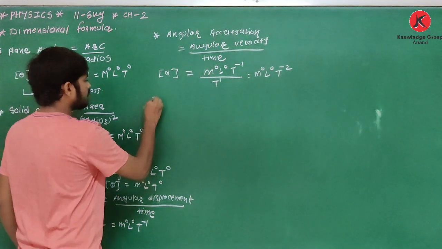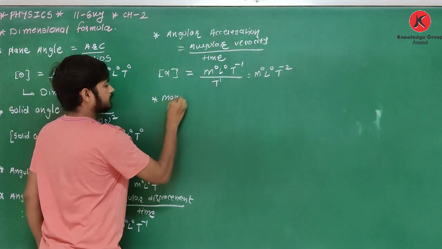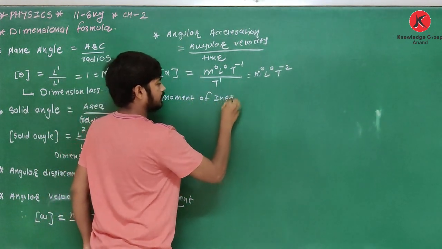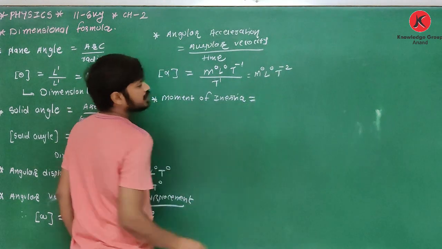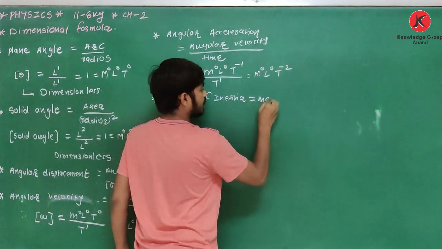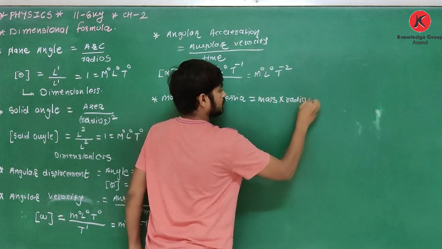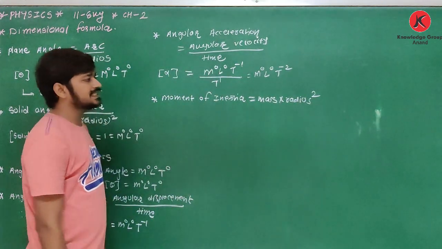Then the next quantity is moment of inertia. Moment of inertia is equal to mass into radius square, or we can say distance square.